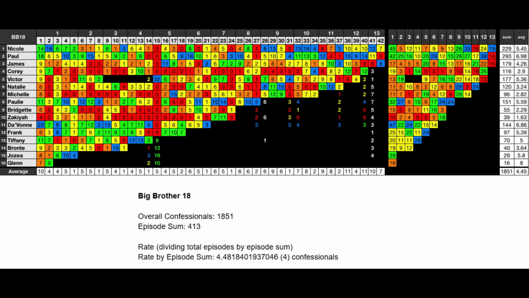Big Brother 18 has 1,851 overall confessionals with an episode sum of 413. And with the former being divided by the latter, we have an overall rate by episode sum of 4.48. So this is the average amount of confessionals or diary rooms that someone should have in each episode if things were evenly distributed.